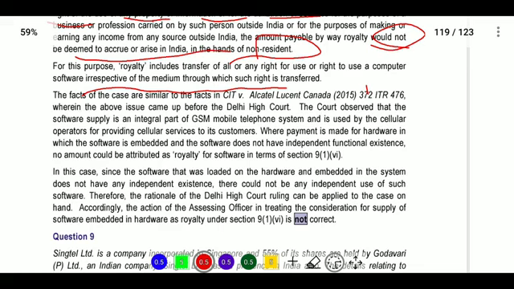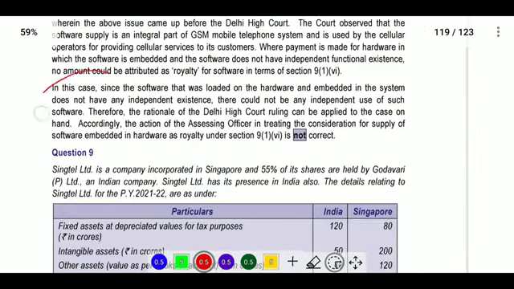Next, in this case, since the software that was loaded on the hardware and embedded in the system does not have any independent existence, there could not be any independent use of such software. Therefore, the rationale of the Delhi High Court ruling can be applied in the case of Atlant. Accordingly, the action of the assessing officer in treating the consideration for supply of services embedded in hardware as royalty under section 9(1) is not correct. That is question number 8.